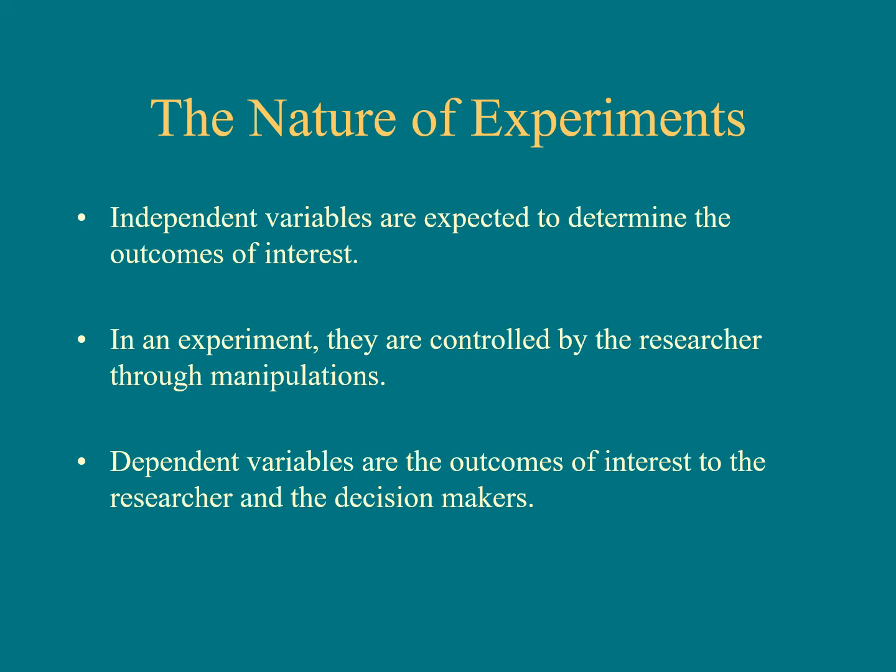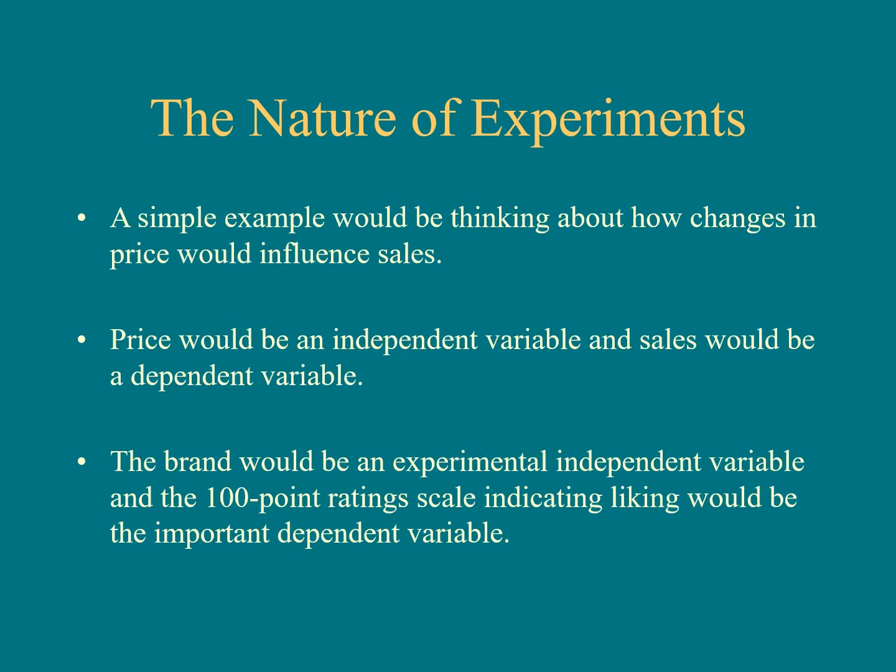The nature of experiment. Independent variables are expected to determine the outcomes of interest. In an experiment, they are controlled by the researcher through manipulations. Dependent variables are the outcomes of interest to the researcher and the decision makers. A simple example would be thinking about how changes in price would influence sales. Price would be an independent variable and sales would be a dependent variable. The brand would be an experimental independent variable and 100-point rating scales indicating liking would be the important dependent variable.